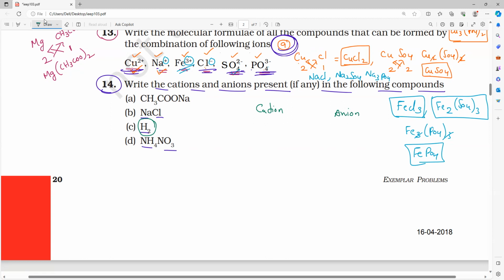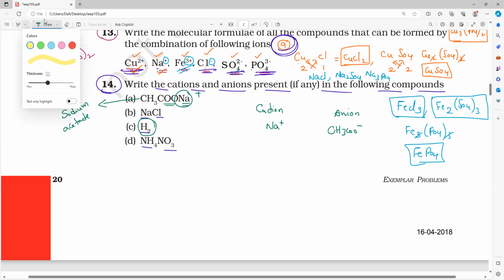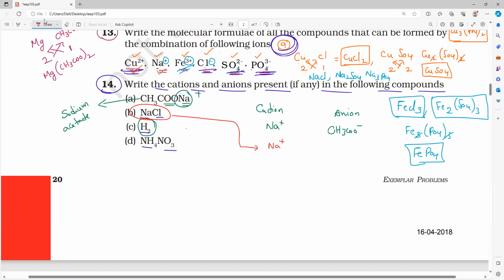First, this one we used to call sodium acetate. The formula is written differently. What is the name of this one? Yes, sodium acetate. So who is the cation? Na, sodium. CH3COO minus is the anion, the acetate ion. Please note it. Next, NaCl. Who is the cation? Na, sodium. So chlorine is the anion.